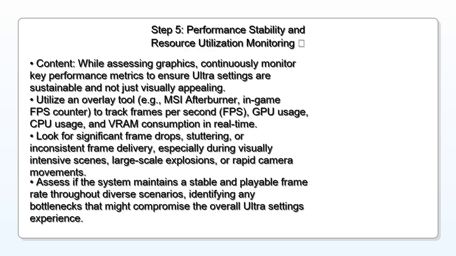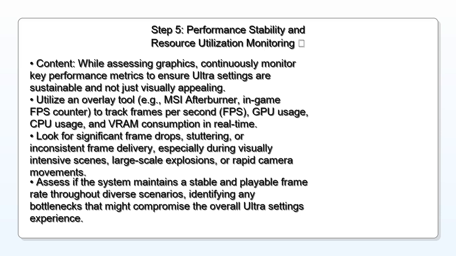Step five: performance stability and resource utilization. Monitoring performance while assessing graphics, continuously monitor key performance metrics to ensure Ultra settings are sustainable and not just visually appealing. Utilize an overlay tool like MSI Afterburner or an in-game counter to track frames per second, GPU usage, and RAM consumption in real time.